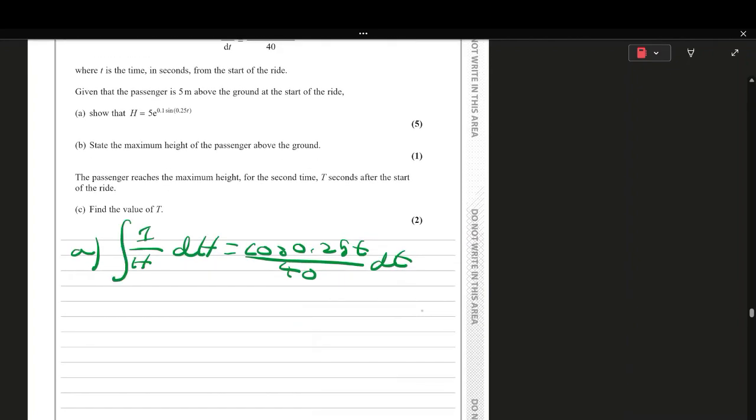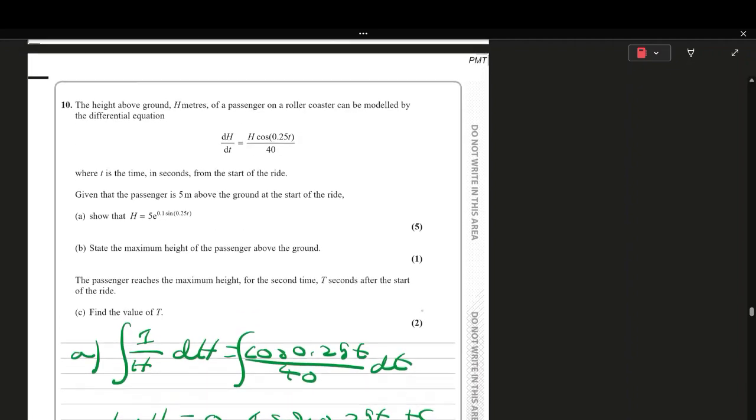Right, and then it's the integral. So if we do that, we get ln h is equal to, it would be 1 over 40 times, I mean, divide by 0.25 since it's the derivative. Yeah, 1 over 40 because it's times. You get 0.1 sine 0.25 t plus c.